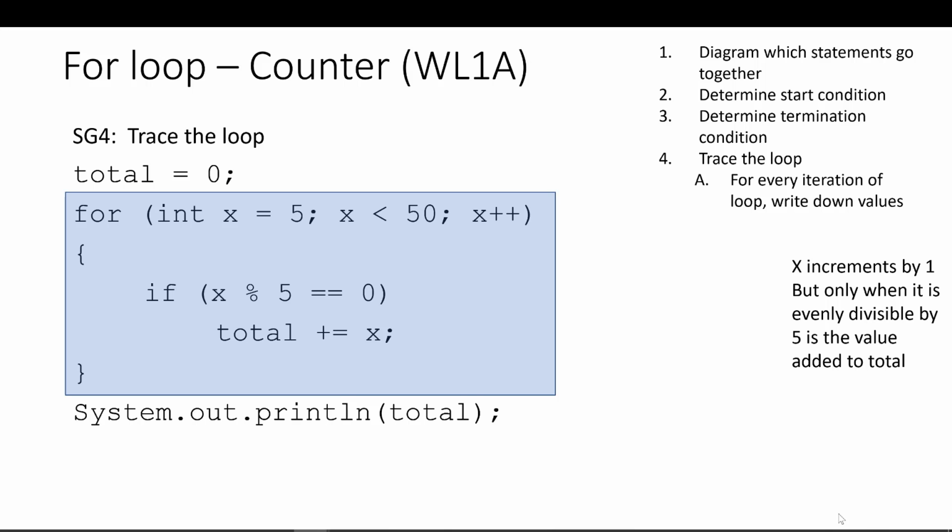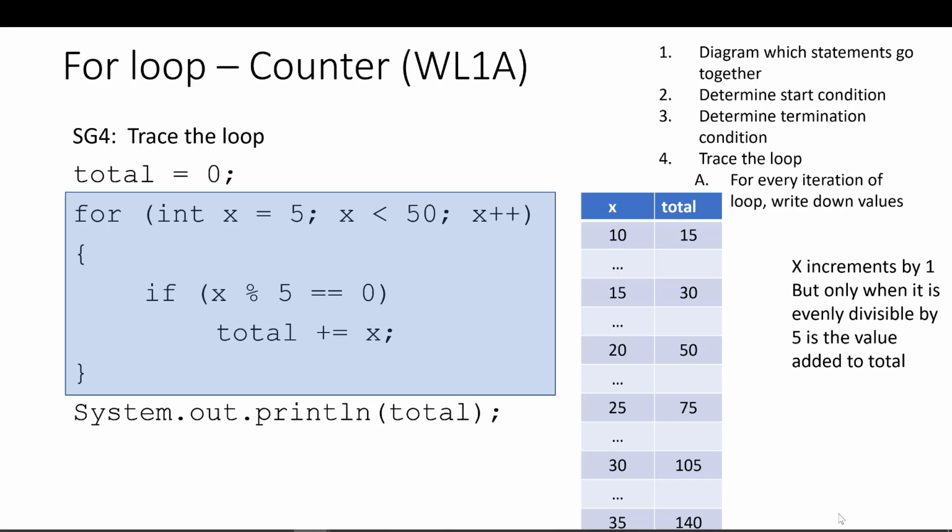We can see that x continues to increment by 1, but the only time something happens in the loop to total is when x is also evenly divisible by 5. So when it's 15, we add the value 15 to total, making total become 30. When x is 20, we add the value 30 to 20 to get 50. When x is 25, we add the value of x, 25, to the current value of total, 50, to get to 75.